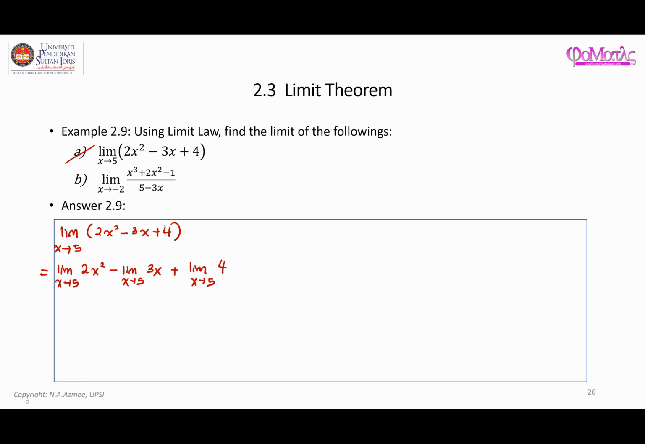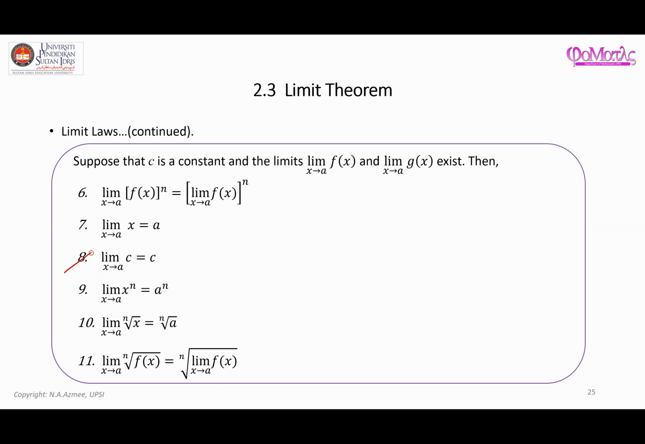Right, next, based on this, we are going to take out the constant. So 2 is a constant, so we can put it outside. Okay, so 2 limit x approaches 5 x squared minus 3 is a constant, limit x approaches 5x, plus this one here is a constant. So if you want to find the limiting value of a constant, it's going to be a constant itself, so this is equal to 4. Now this is rule number 8.